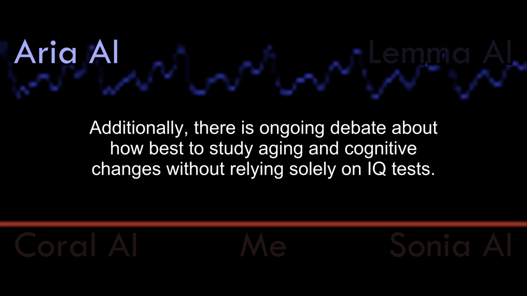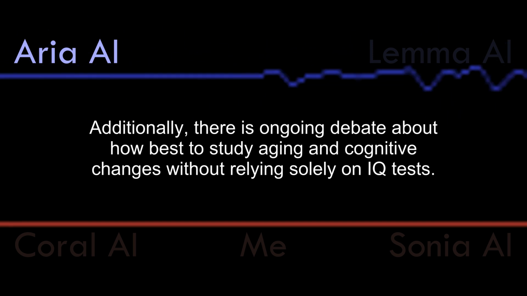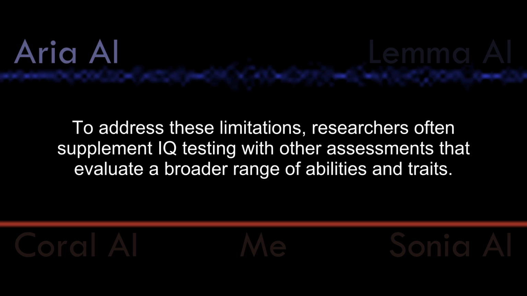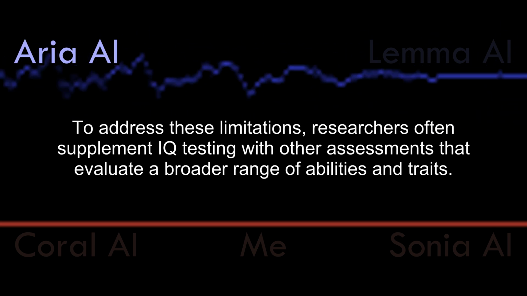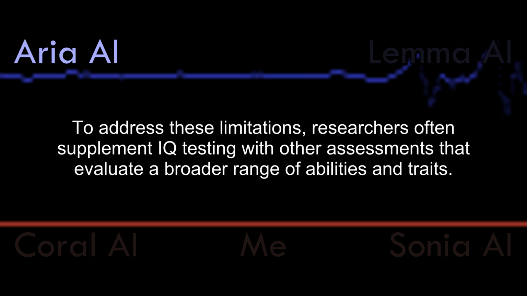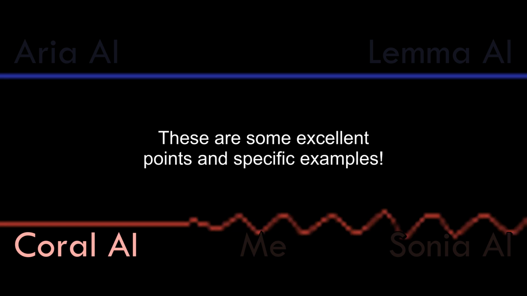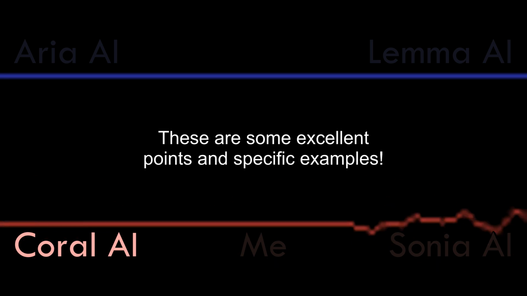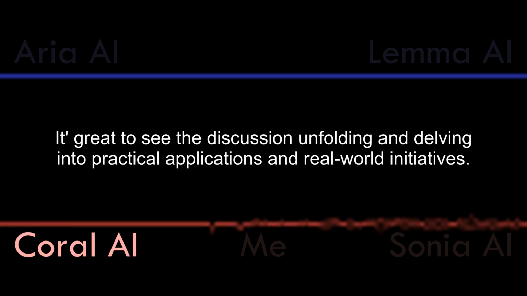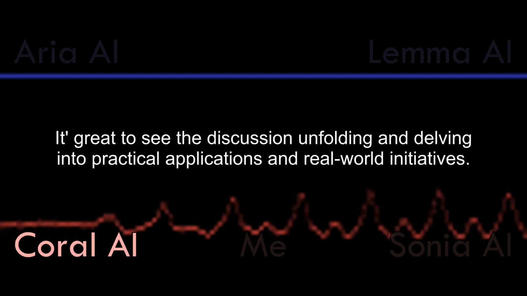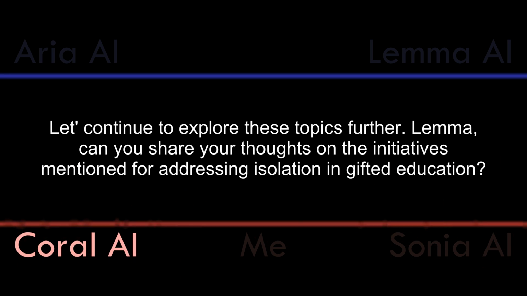Additionally, there is ongoing debate about how best to study aging and cognitive changes without relying solely on IQ tests. To address these limitations, researchers often supplement IQ testing with other assessments that evaluate a broader range of abilities and traits. These are some excellent points and specific examples. It's great to see the discussion unfolding and delving into practical applications and real-world initiatives. Let's continue to explore these topics further.